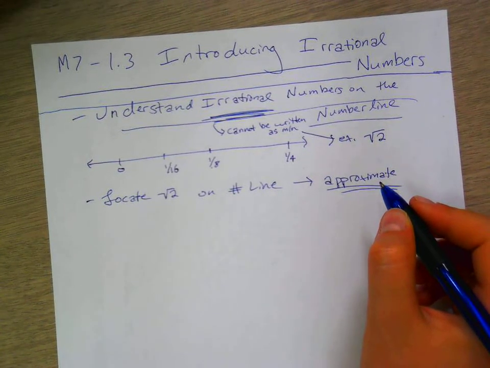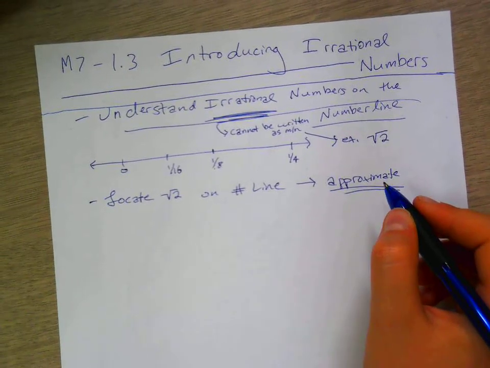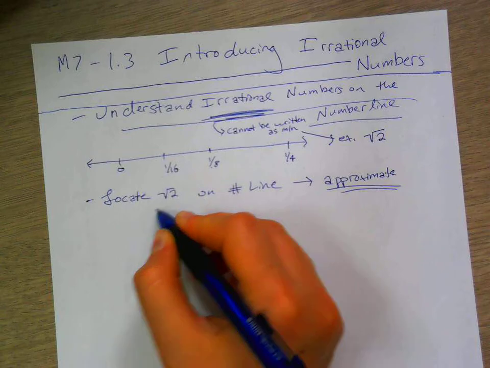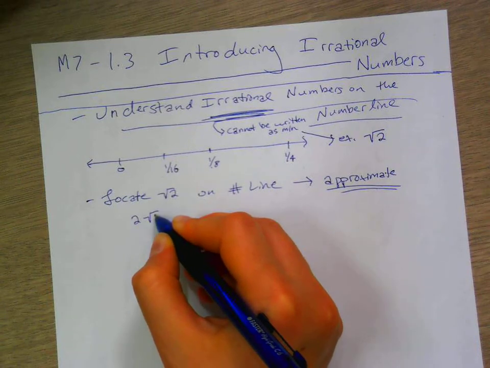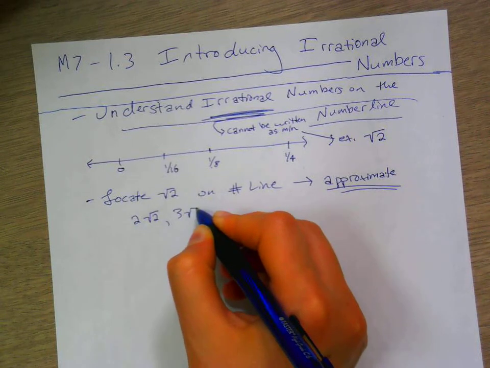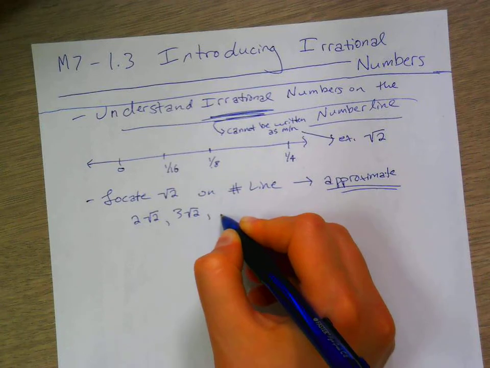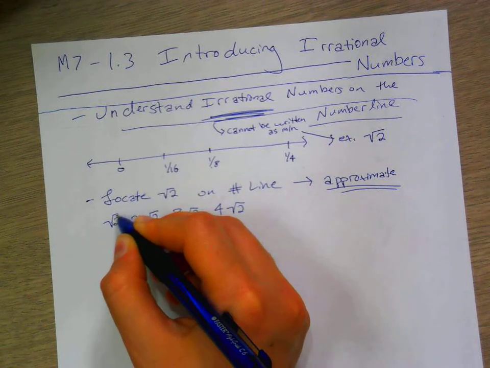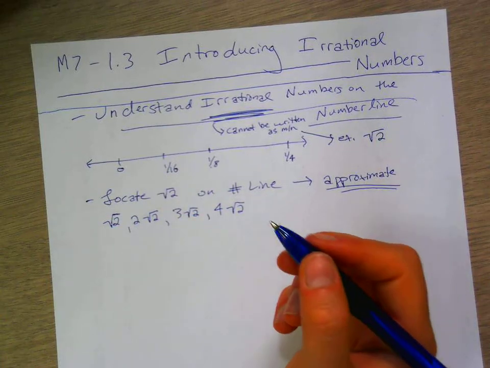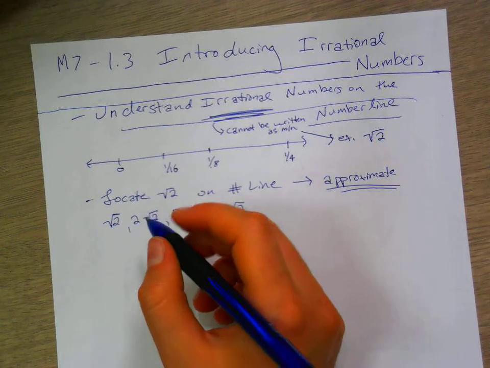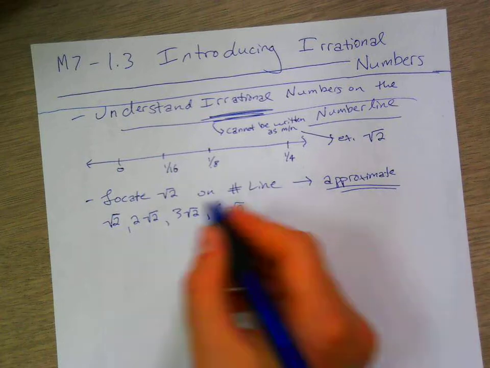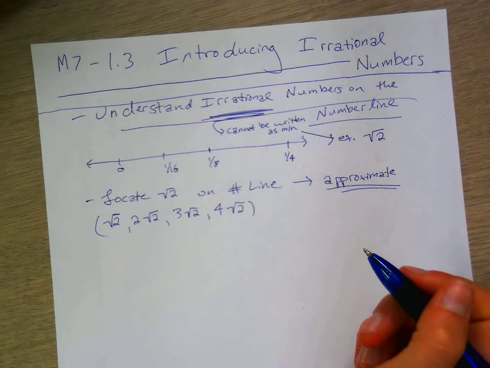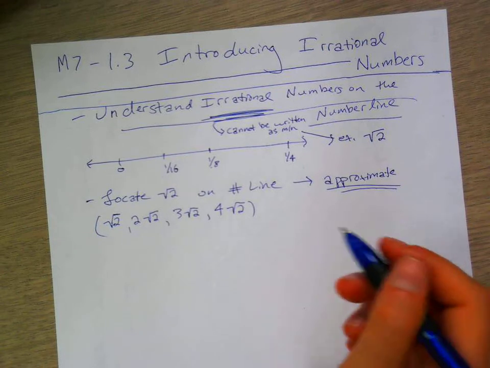So all non-zero multiples of the square root of 2, such as 2 square root of 2, 3 square root of 2, 4 square root of 2, and of course our original here, just 1 times the square root of 2, are all not rational numbers. They are irrational. And these you would also have to approximate to find them on the number line.